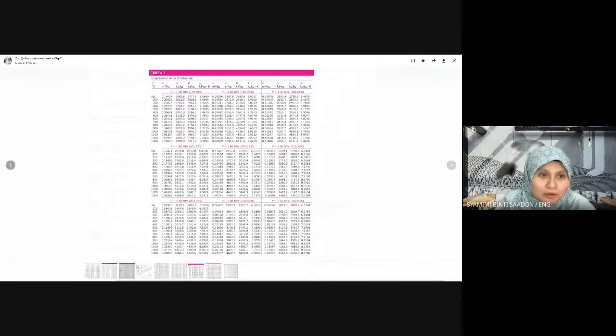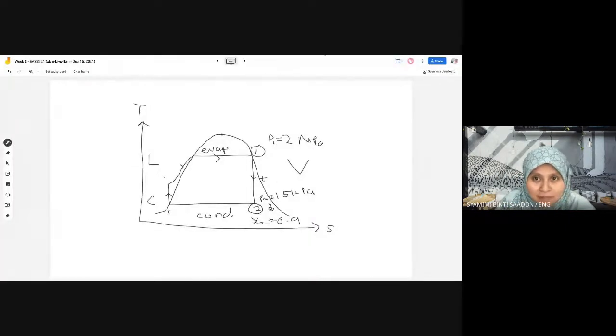Okay, then H2. Look back at the diagram. Where is point 2? Point 2 has a quality given as 0.9 or 90%. So we understand that point 2 is a mixture of vapor and liquid. It's not totally vapor, not totally liquid, but a mixture. It is inside the dome, before it goes to the condensation process.